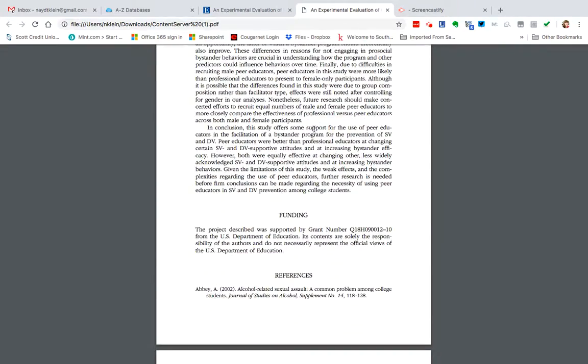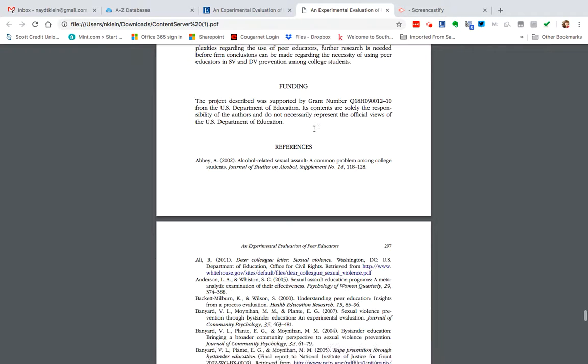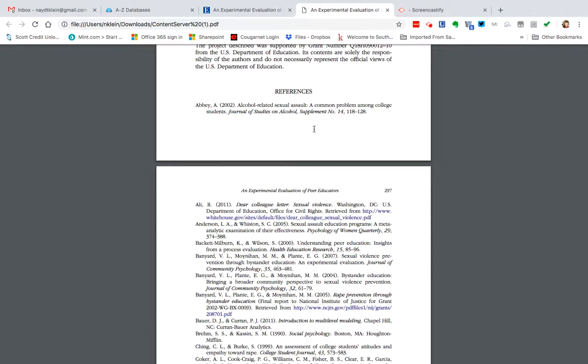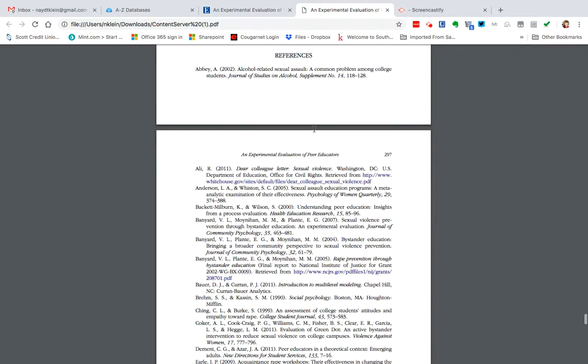Funding references are a little less important, unless you want to look through the references to see if there are other studies that you should be reading as well. So there may be other program evaluations in the references.